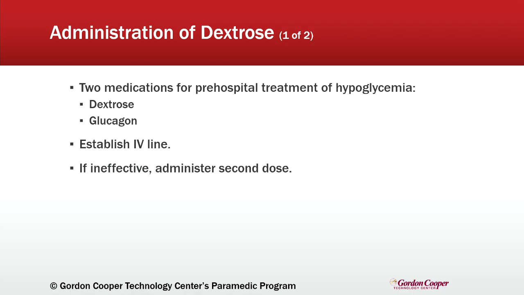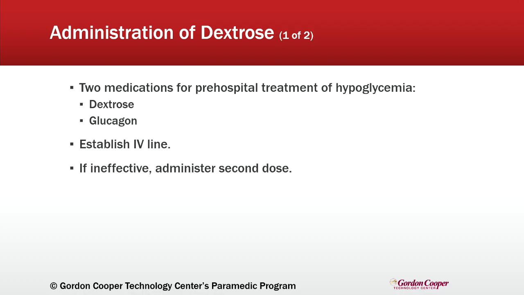Before administering dextrose, make sure you have a good IV. It's kind of a requirement. Make sure it's good and patent, and there's no chance of that dextrose going anywhere other than in the vein. Remember, dextrose is a very necrosis-causing agent. If it gets outside the vein, it's not good for other tissues.